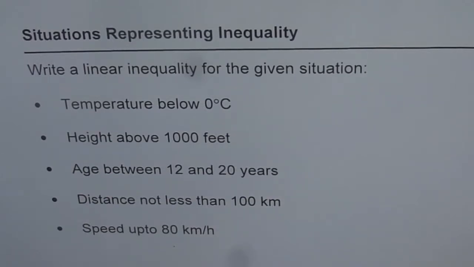The next is height above 1000 feet, age between 12 and 20 years, distance not less than 100 kilometers, speed up to 80 kilometers per hour. So you see, in our daily life, we always use inequalities in some way or the other. Now today, we will try to see how to represent them in the form of numbers and on a number line. So this playlist will include innumerable examples on solving inequalities, but before that, let's understand what are inequalities, right?